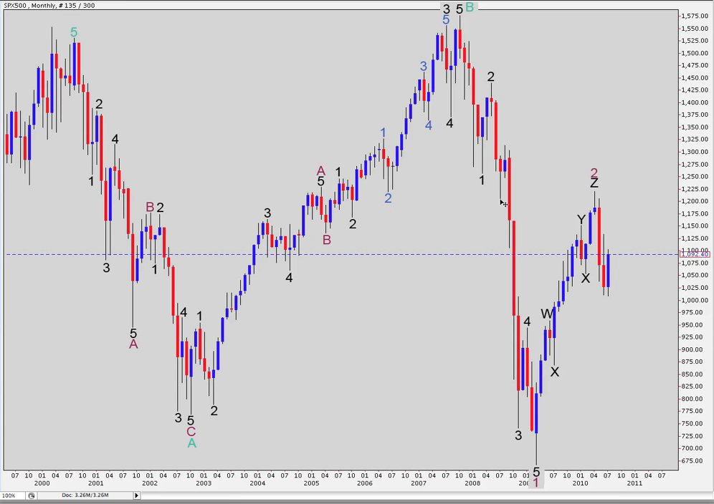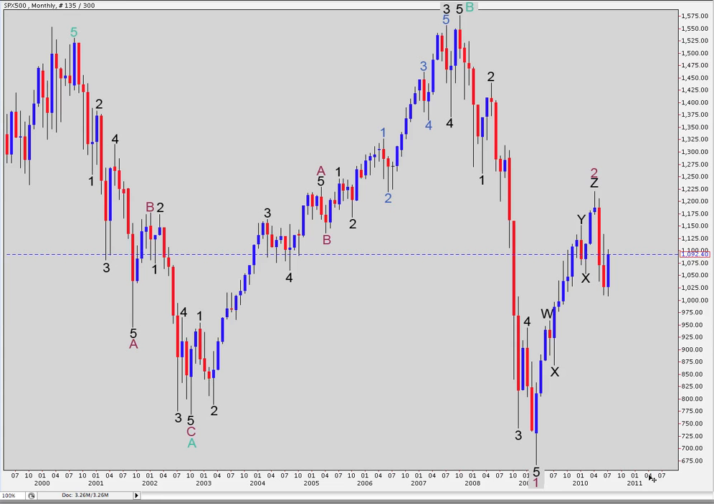So we've had a 1, 2, and we're still working on the early stages of primary 3 to the downside. Taking you now to, before we jump into the daily chart, a long-term target for the end of the cycle degree wave C, about 344.09, but that's a few years or so away yet.